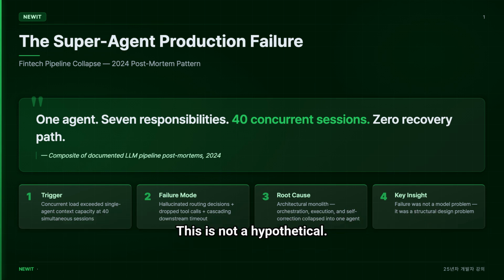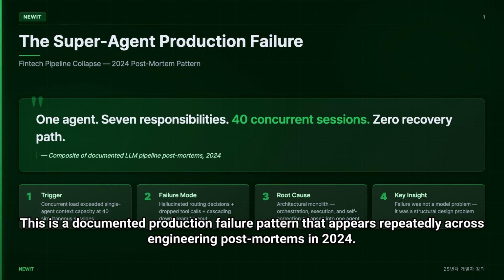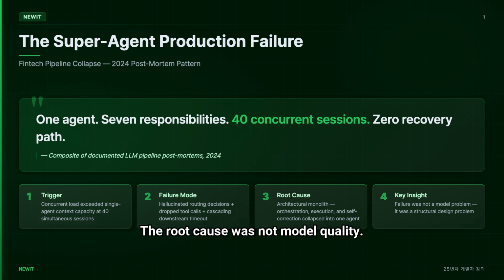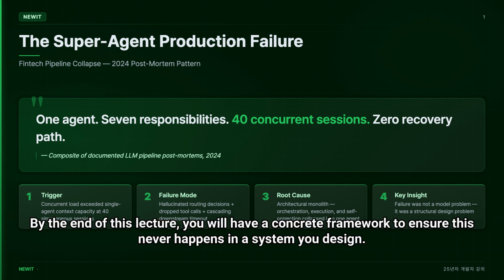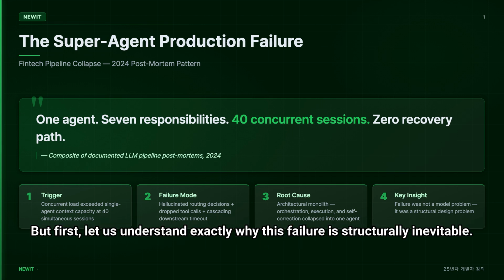This is not a hypothetical. This is a documented production failure pattern that appears repeatedly across engineering postmortems in 2024. The root cause was not model quality. It was architectural arrogance, the belief that one sufficiently powerful agent can absorb unlimited complexity. By the end of this lecture, you will have a concrete framework to ensure this never happens in a system you design. But first, let us understand exactly why this failure is structurally inevitable.